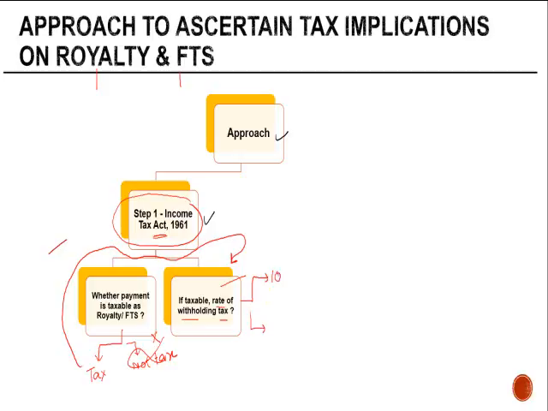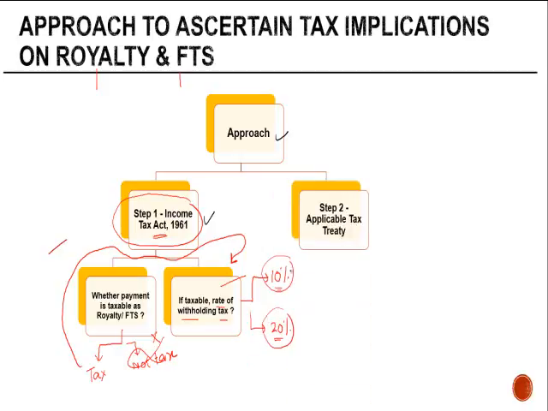In one case, let's say the withholding tax rate is 10% and in the other case it is 20%. I know the rate is going to be the same in the Act, normally it would not differ, but for the purpose of our example, we are taking these two rates. In case it is taxable, then step 2, I will see what are the relevant provisions in the tax treaty.